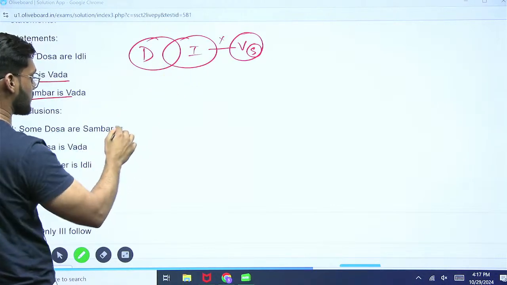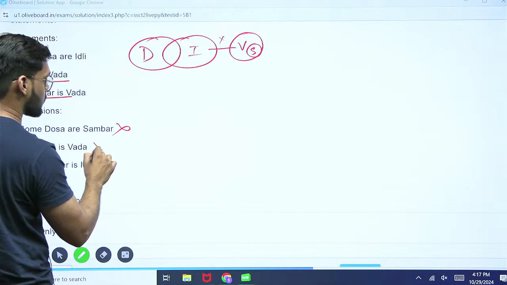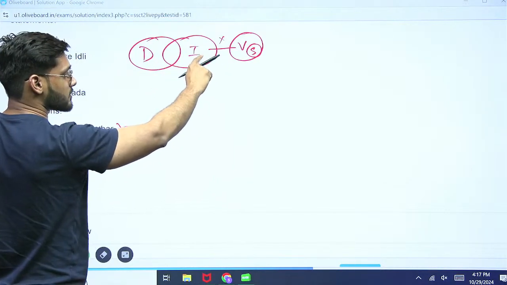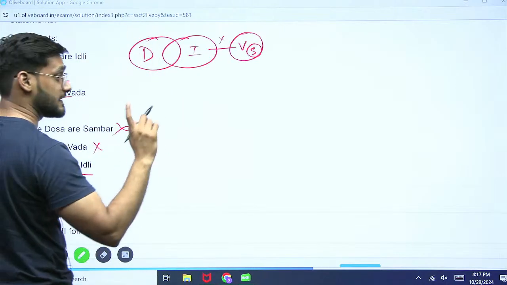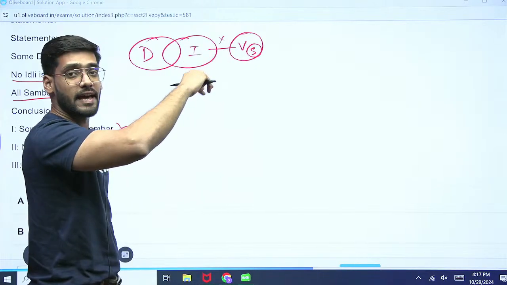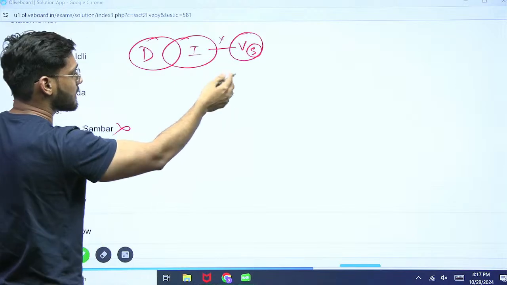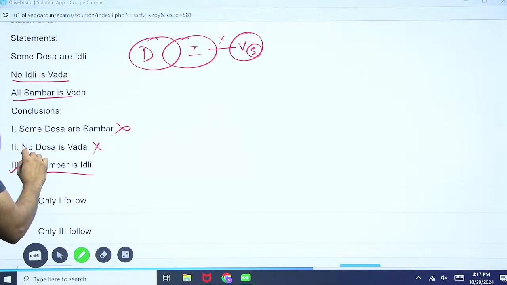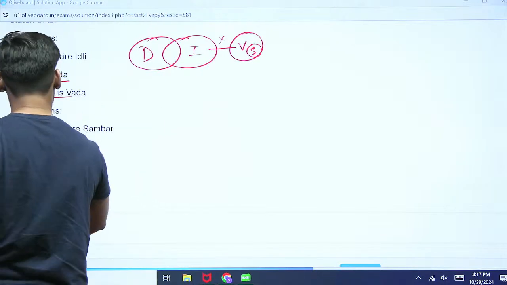No, some dosa are not sambar, so 1 is wrong. No dosa is vada. This is also wrong because idli has no relation with vada, but vada can make a relation with dosa. No sambar is idli. Yes, idli is not having a relation with vada, so idli will not have any relation with anyone living inside vada. Sambar is living inside vada, so idli will not have any relation with sambar. So no sambar is idli is right. So third follows. Option number B, only third follows, right? Let's move on to the next question.